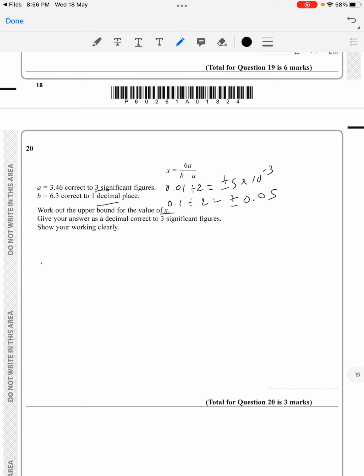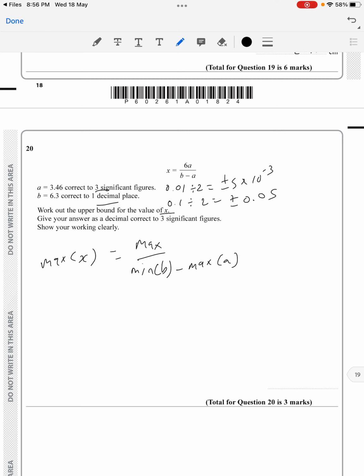Now in order to solve this, since this is upper bound, we have to find the max of x. So the max of x should be the minimum divided by the maximum, right? Actually, sorry guys, it's the opposite. Since it's the max of x, it's the division rule, so you have to find the maximum divided by the minimum. The minimum means the minimum of b minus the maximum of a. We have to find the maximum of this value on top.